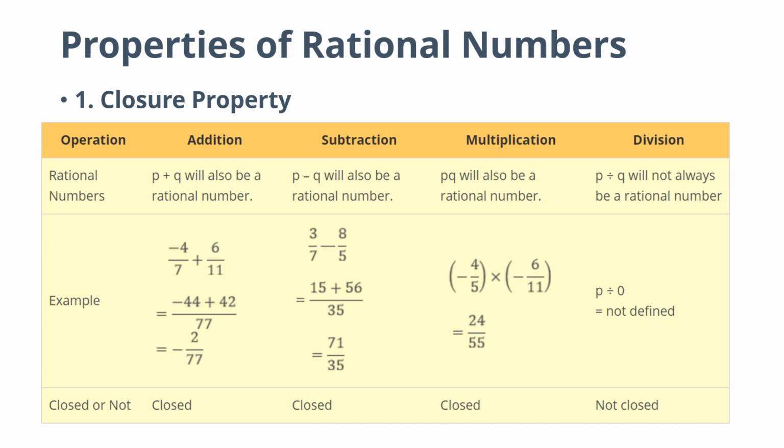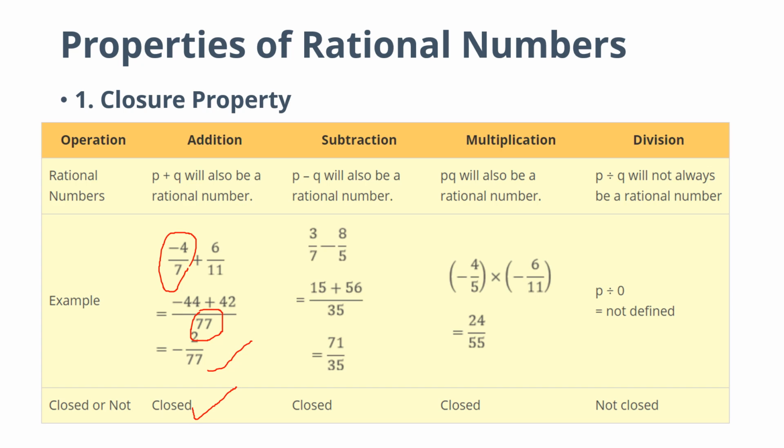Suppose we take p and q as rational numbers, and apply the operation of either addition, subtraction, multiplication or division. Suppose we take two numbers as -4 by 7 and 6 by 11. When you add them using the LCM, you get -2 by 77. So it is again a rational number. That means rational numbers are closed under addition.